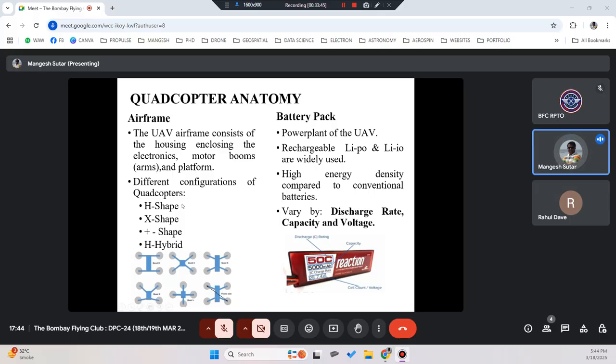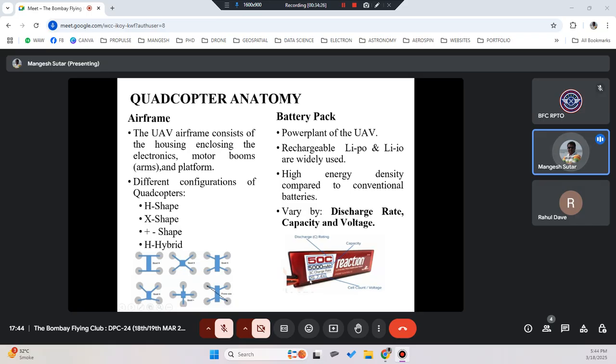Now once you have a frame and all the components, you need power to power your drone, right? So you need a battery pack, which is nothing but the power plant of the UAV. Either you can use LiPo or lithium ion, which are widely used. They have high energy density compared to conventional batteries, and they vary by discharge rate, capacity, and voltage. The higher the C rating, the higher the discharge rate. Then capacity is like 5,000 mAh, 10,000 mAh, 16,000 mAh, 21,000, 22,000, 30,000 mAh, 42,000 mAh. It depends upon the number of cells and all the things it will have.